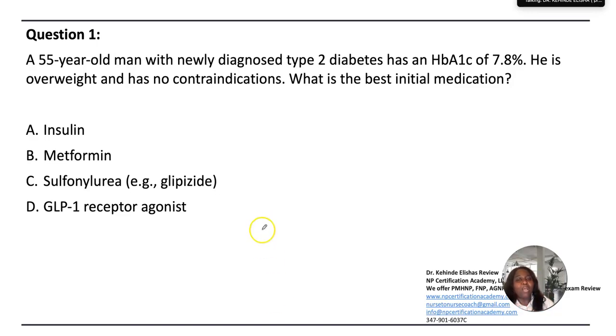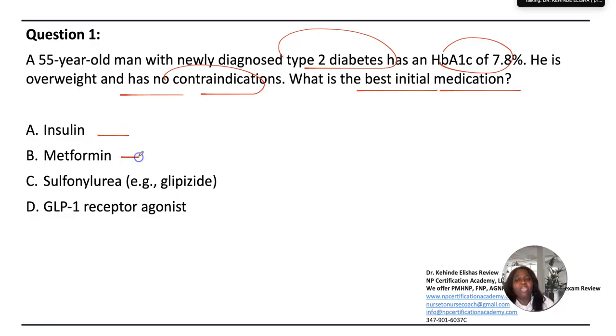A 55-year-old man with newly diagnosed type 2 diabetes has a hemoglobin A1C of 7.81%. He is overweight and has no contraindications. What is the best initial medication? A, insulin, B, metformin, C, sulfonylurea, D, GLP-1 receptor agonists. Drop your answer in the chat, providers.